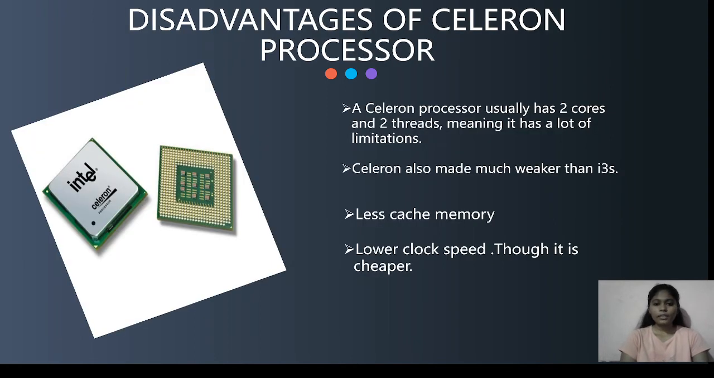Disadvantages of Celeron processor. A Celeron processor usually has two cores and two threads, meaning it has a lot of limitations. Celeron is also made much bigger than i3s, Celeron has less cache memory, and it has a lower clock speed. Clock speed means how many instructions are performed in a second. Its clock speed is low, though it is cheaper. That's why Celeron is not good for gaming, graphics, and all those things.